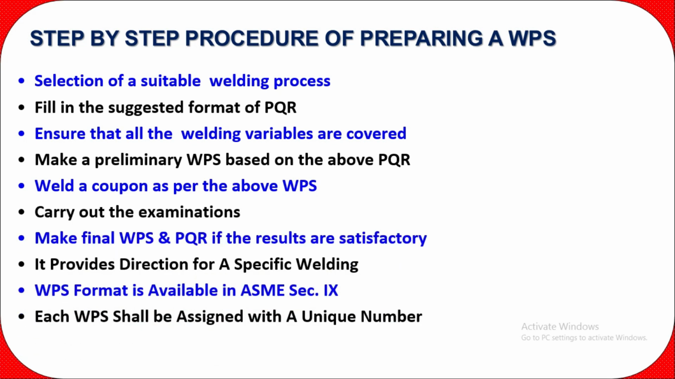Now weld a coupon as per the above WPS. You are welding a coupon as per the WPS. Carry out the examination. Examination means the examination required as per ASME Sec IX. It may be a face bend test, maybe a root bend test, maybe a tensile test, and also the radiography test. You can check the ASME Sec IX for the requirements for the particular process, diameter, or thickness of the plate you are welding. It is clearly mentioned in ASME Sec IX.